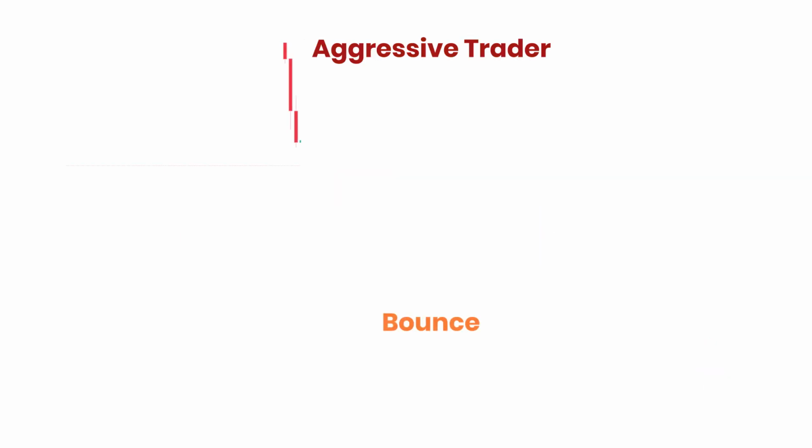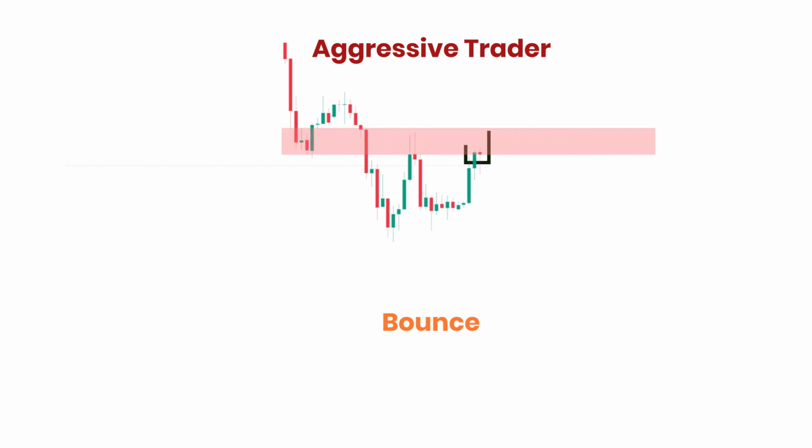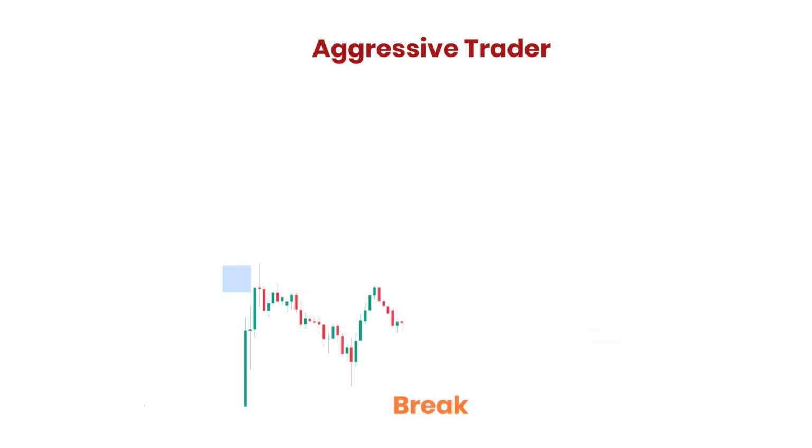Now let's move to the aggressive trader. The aggressive trader trades the bounce by entering the trade once price approaches the support or resistance level. For the break, the aggressive trader enters the market once price breaks the support or resistance level.